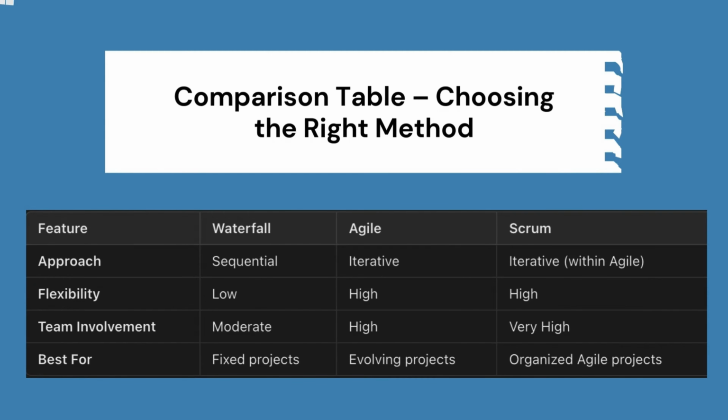Now I'm going to show you a quick comparison side by side where you're going to be able to see these differences clearly. If your client knows exactly what they want, Waterfall might be your best bet. If you're building something creative like a website or an app, Agile is the way to go. If you need Agile but crave structure, Scrum offers the middle ground.